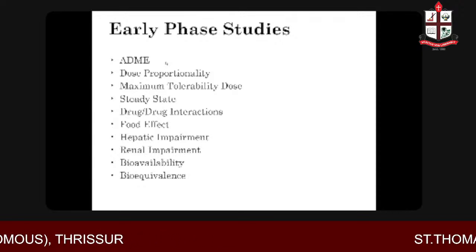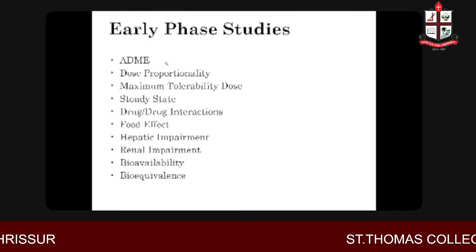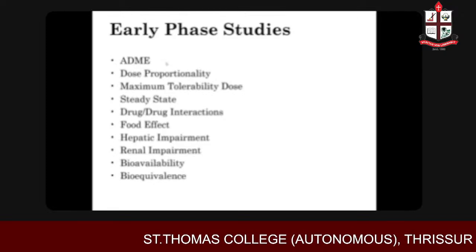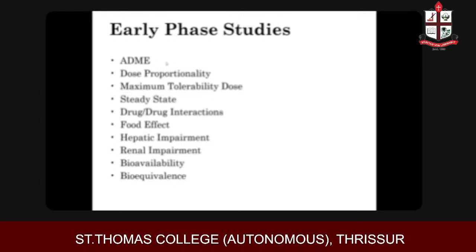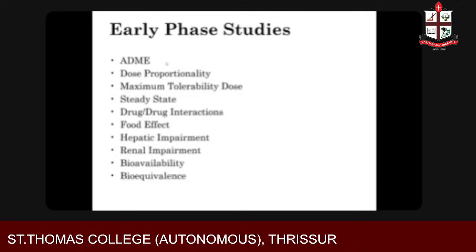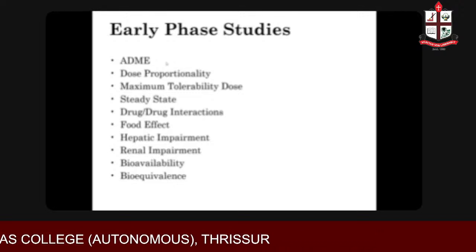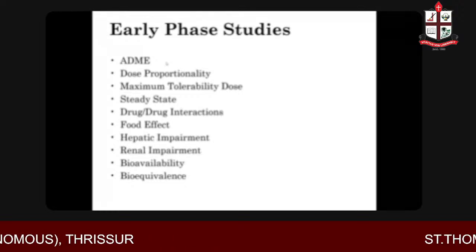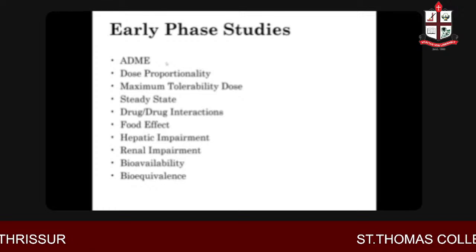So, for example, I am giving a 20 mg tablet. When I check after 10 minutes, it is having 15 mg. Then I am doubling my dose. It should double my concentration also after 10 minutes. So that is called dose proportionality. If there is no dose proportionality, again it is an issue with the drug. We cannot use it for further analysis.